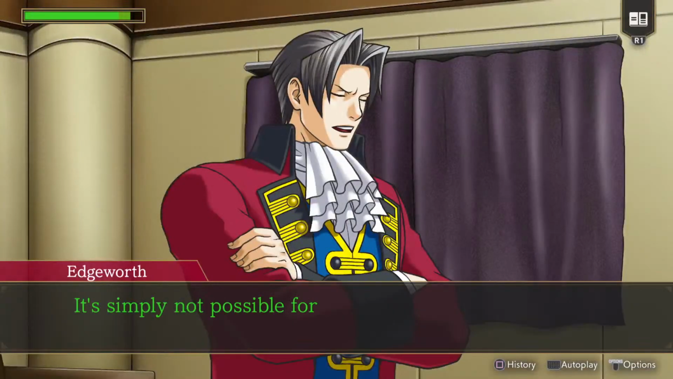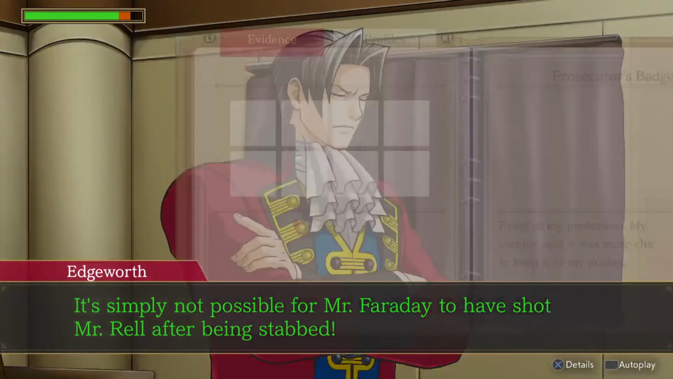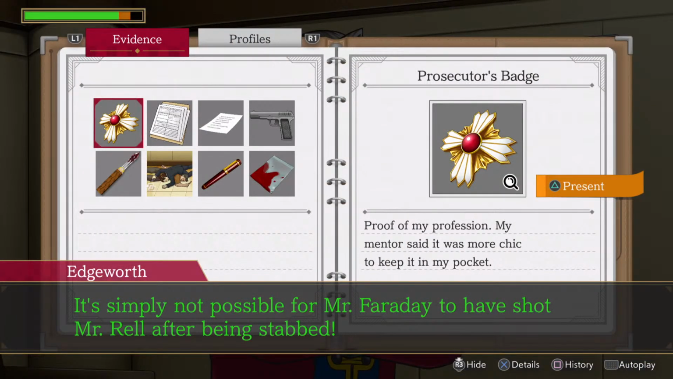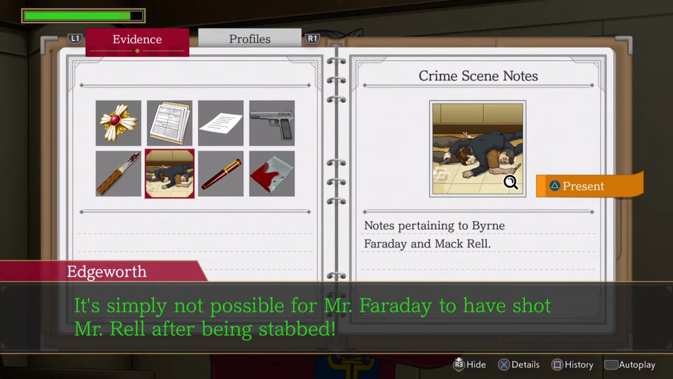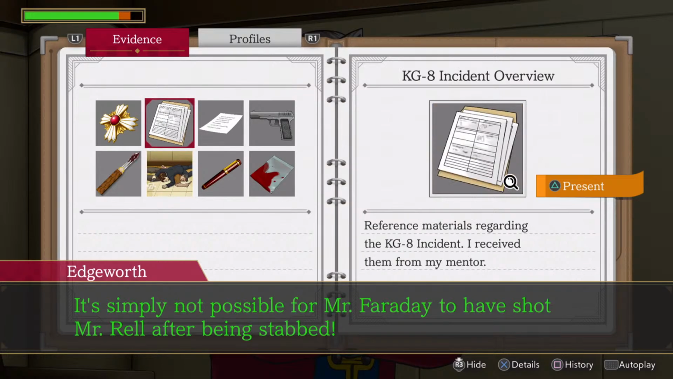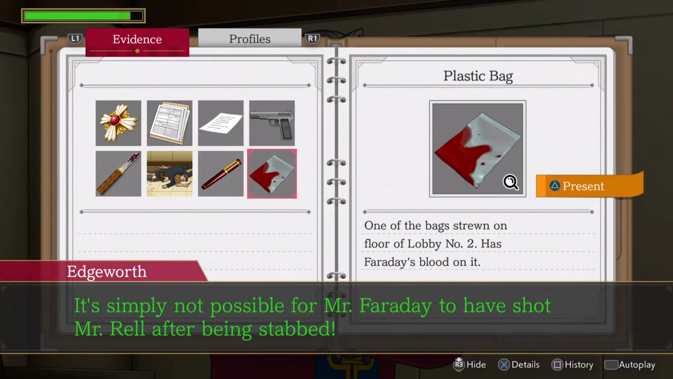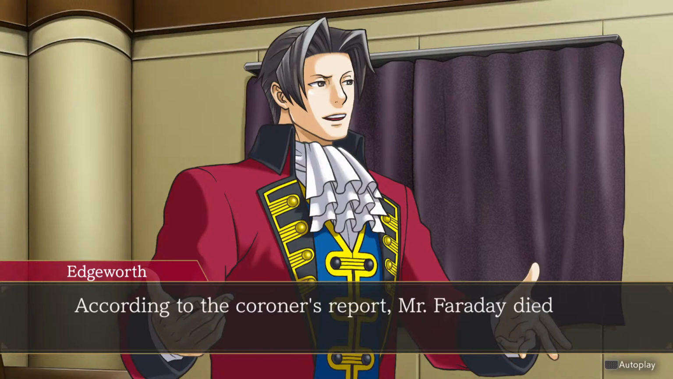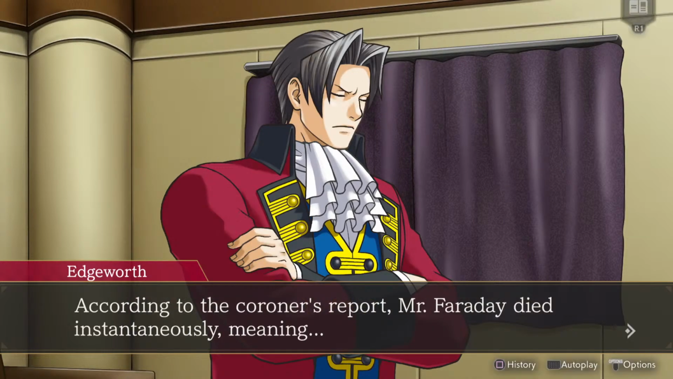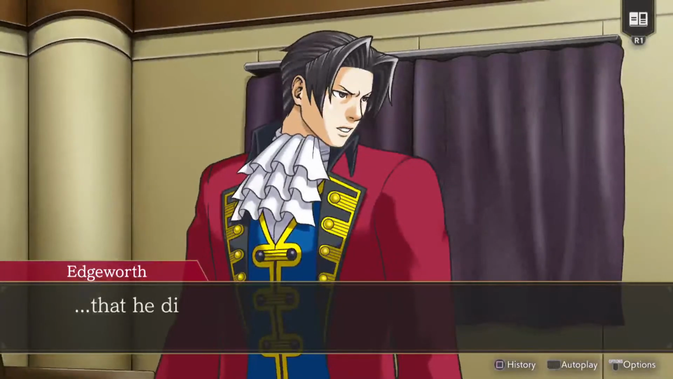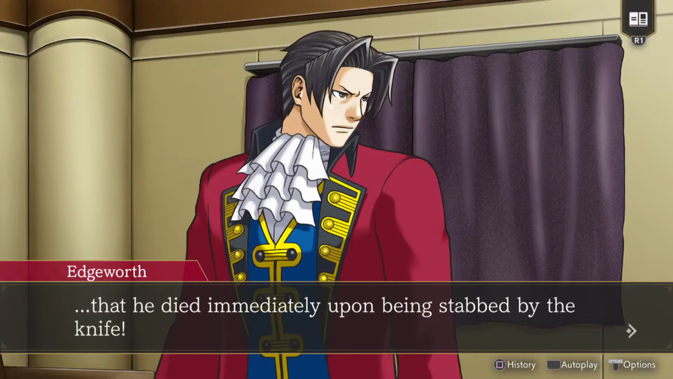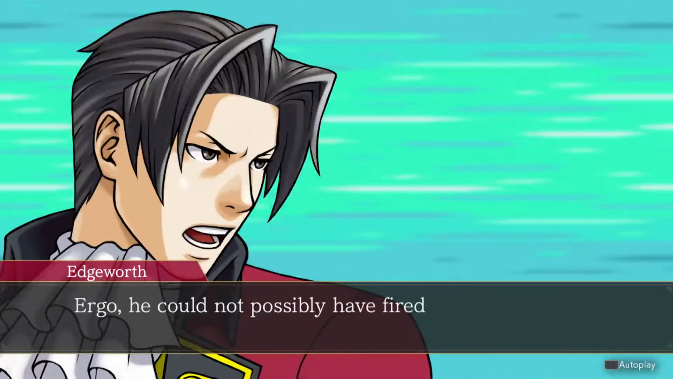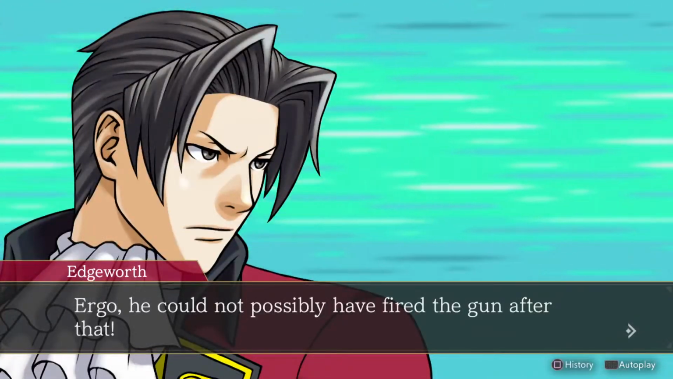Oh, really? It's simply not possible for Mr. Faraday to have shot Mr. Rell after being stabbed. Because he died. Yeah, he was dead instantly. Take that! According to the coroner's report, Mr. Faraday died instantaneously, meaning that he died immediately upon being stabbed by the knife. Ergo, he could not possibly have fired the gun after that.